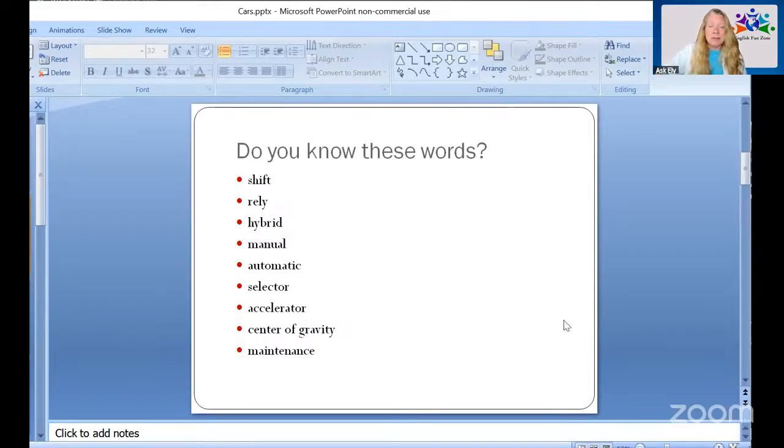Maintenance is very important if you have a car. So we're going to be talking more about maintenance in our lesson today.